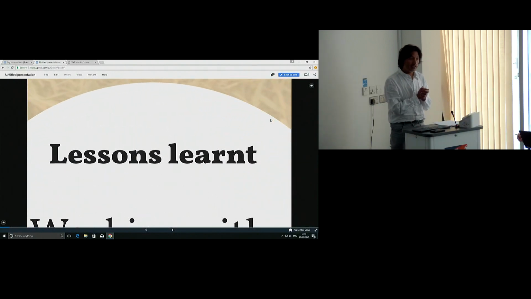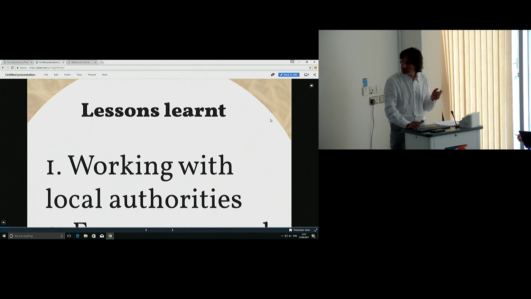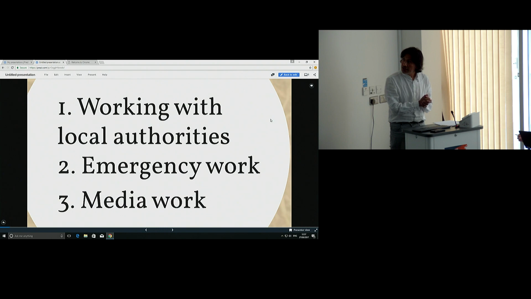These are the lessons learned from the main findings of the evaluation. There are three things that they found to be the best: the work with local authorities, the emergency work, and the media work. With the local authorities, the example is from Ciudad Sandino.